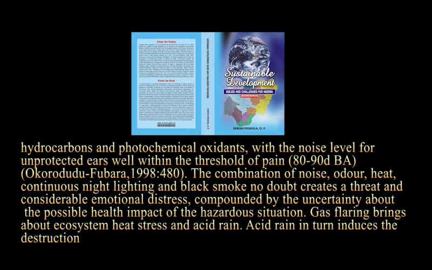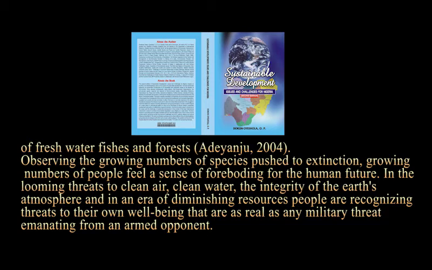Gas flaring brings about ecosystem heat stress and acid rain. Acid rain in turn induces the destruction of freshwater fishes and forests (Adeyanju, 2004). Observing the growing numbers of species pushed to extinction, growing numbers of people feel a sense of foreboding for the human future. In the looming threats to clean air, clean water, the integrity of the Earth's atmosphere, and in an era of diminishing resources, people are recognizing threats to their own well-being that are as real as any military threat emanating from an armed opponent.